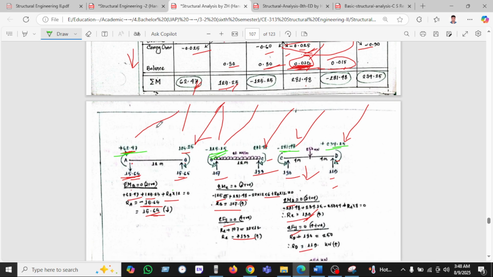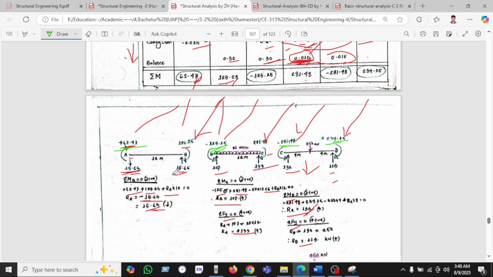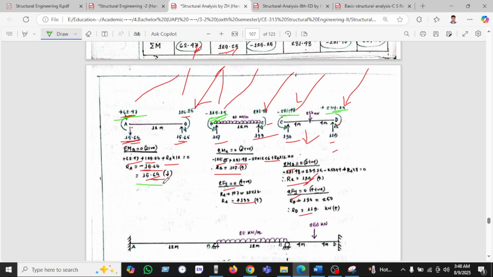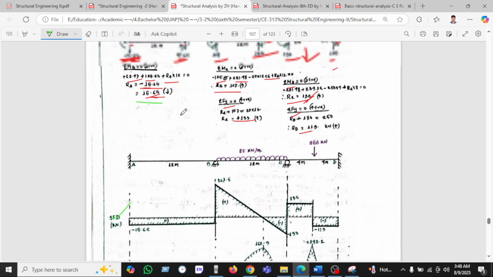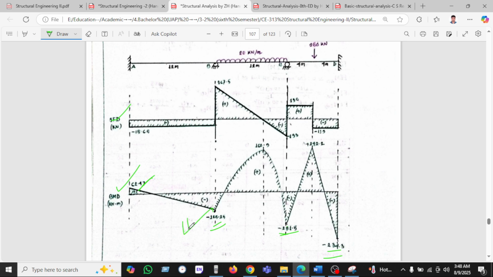So these are the moments we have taken. For the sign convention, we know clockwise is positive and anti-clockwise is negative. After finding the moments, we can calculate all the reactions here. After getting the moments and reactions, then we can draw the bending moment diagram.